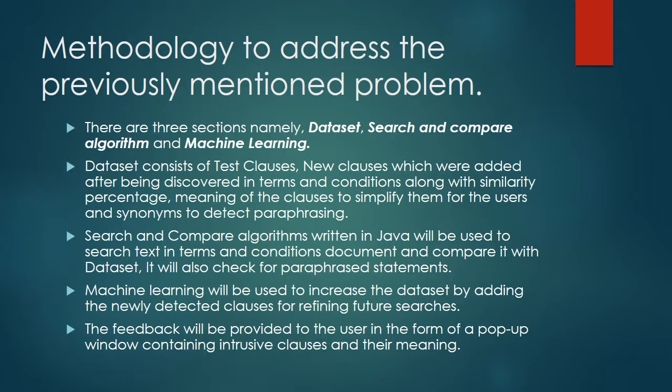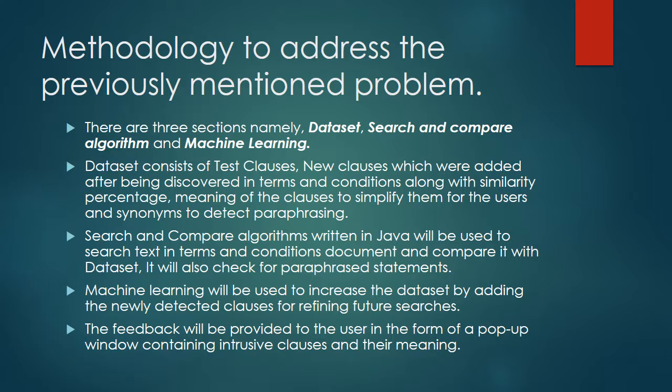These newly detected clauses will have a similarity percentage with the test clauses with which they match. The dataset will also contain synonyms to detect paraphrased text. Search and compare algorithms will analyze the text of the terms and conditions document, find the similar clauses in the dataset, and display them to the user in the form of a pop-up alert window.